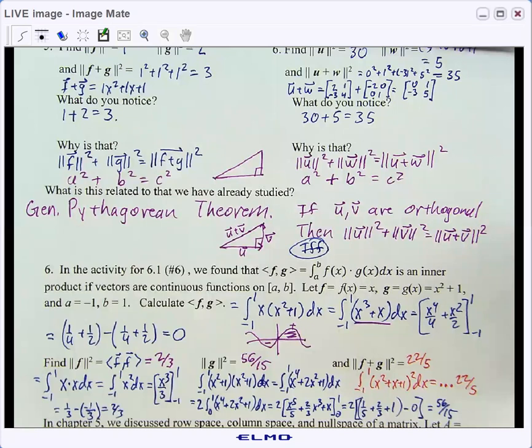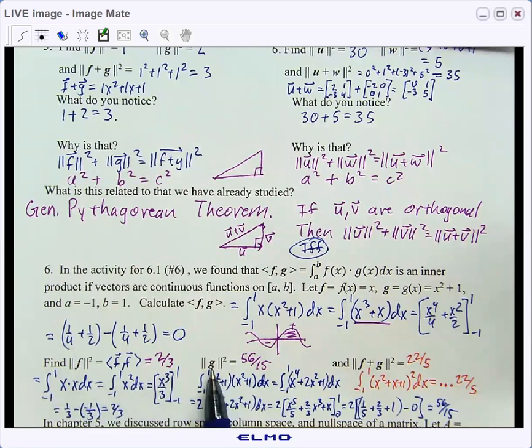Okay, and we're back. So I found out that the magnitude of f squared, which is f inner product f, works out to be 2/3. Magnitude of g squared is, and realizing that this is going to be an even function because it's a squared, I can do 2 times the integral from 0 to 1. And when I worked that all out, I got 56/15.